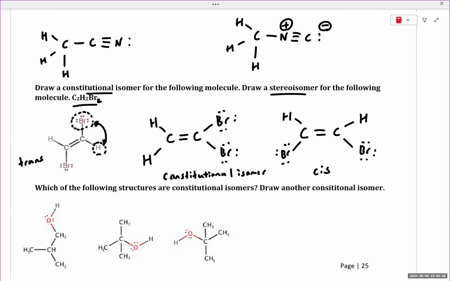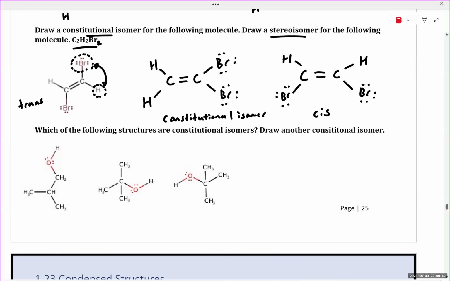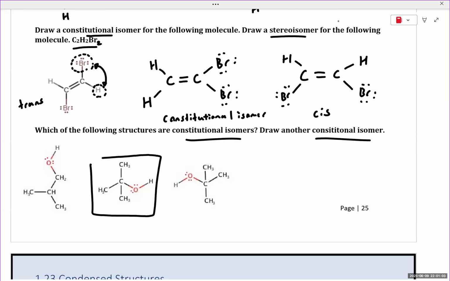Wonderful. So let's look at another case in which we're asked to identify which of the following structures are constitutional isomers, and then we're asked to draw another constitutional isomer. Okay, so just as a reminder, constitutional isomers are a pair of molecules with the same formula but a different connectivity. So if I look at this molecule in the middle, I can see that the molecule on the right is just the exact same molecule, just rotated. We have the same connectivity, a carbon attached to carbon, carbon, carbon, and oxygen, and an oxygen attached to a carbon and a hydrogen. So we can immediately cross this one out.